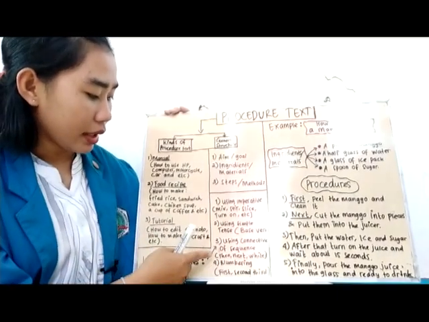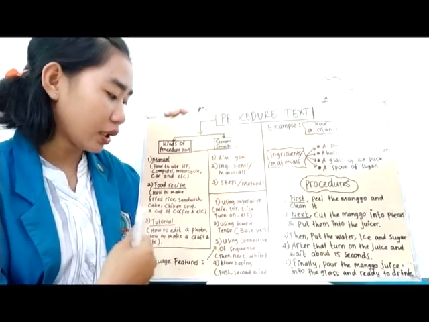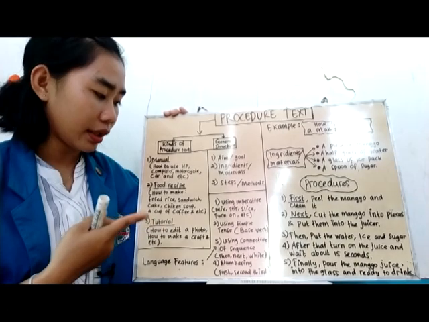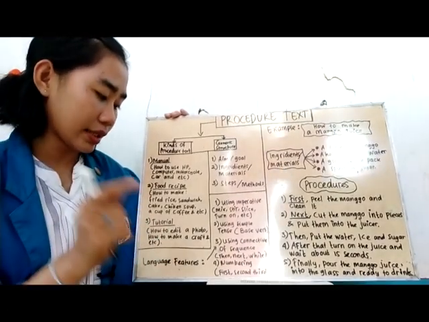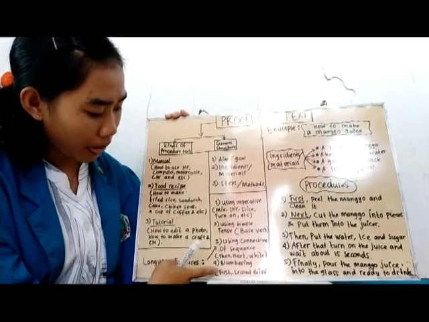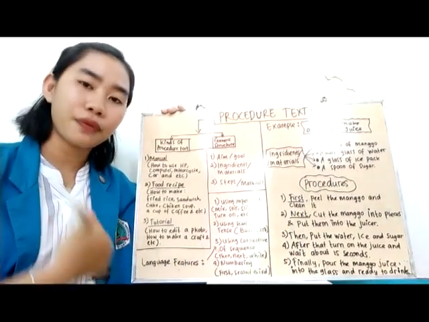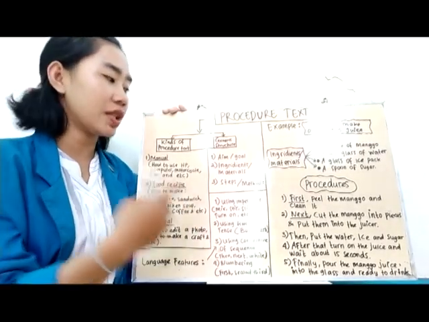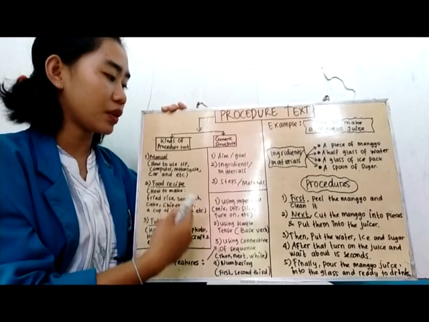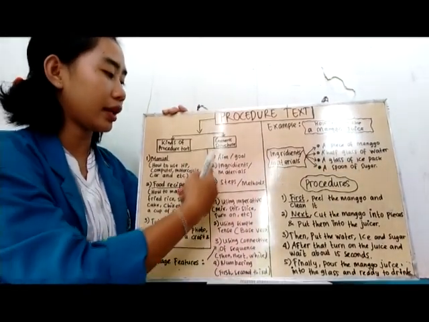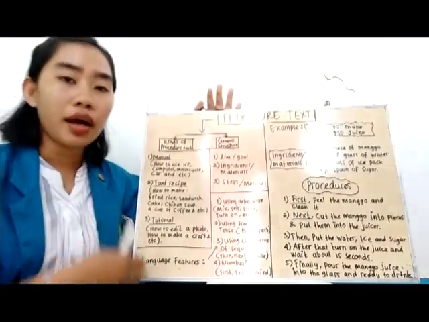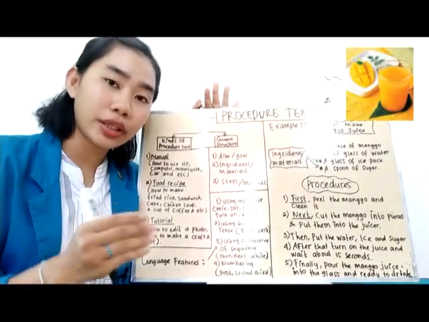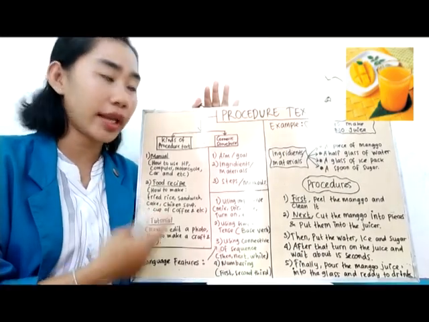And then the third is using connectives of sequence, for example, next, then, while, etc. And then last is numbering. The example is first, second, third, fourth. There is a number for the steps or methods and the ingredients or materials. And I have an example of a procedure text to make sure that you really understand about procedure text.